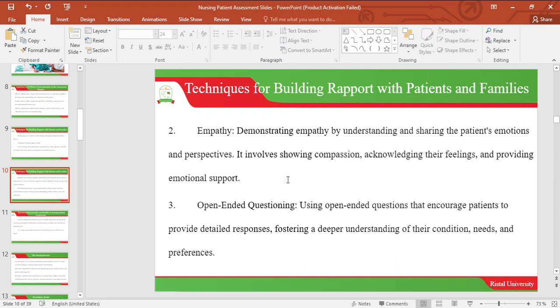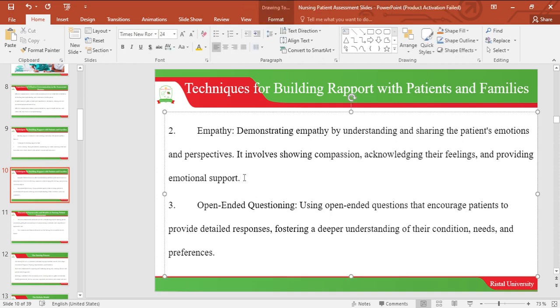Another technique is empathy, that is the second technique. Demonstrate empathy by understanding and sharing patients' emotions and perspectives. It involves sharing compassion, acknowledging their feelings, and also providing emotional support for the patient. When we talk of empathy, it does not mean that if the patient is crying, then the nurse should also start crying. No, the nurse should just continue supporting the patient, acknowledging their problems.